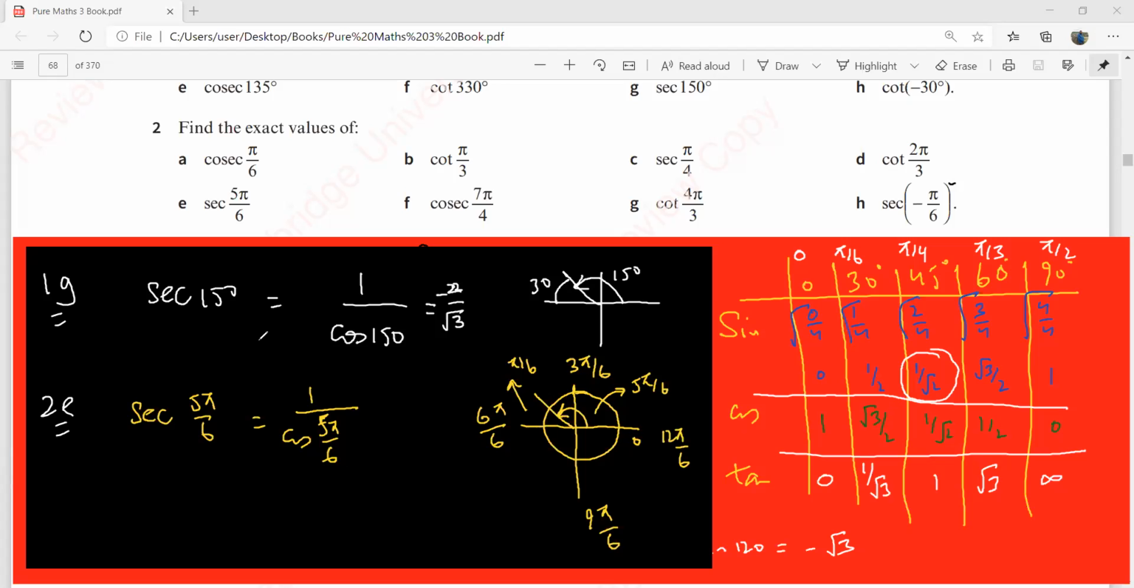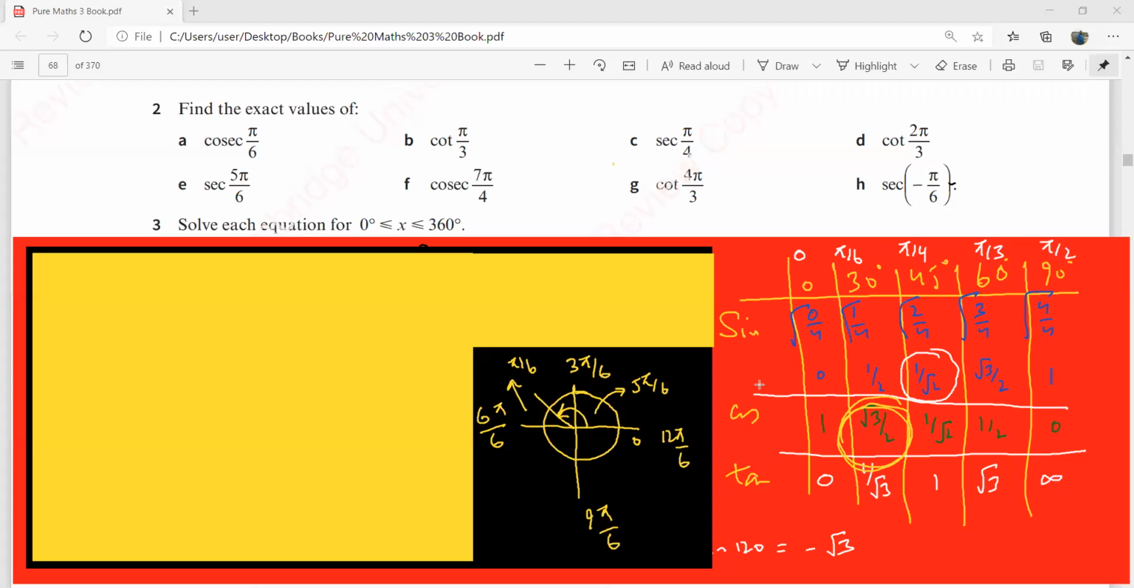Cos pi by 6 is again under root 3 over 2. By chance, both of them are the same. Oh, there is a coincidence. So this is also minus 2 over under root 3. This is 2E here. Okay.